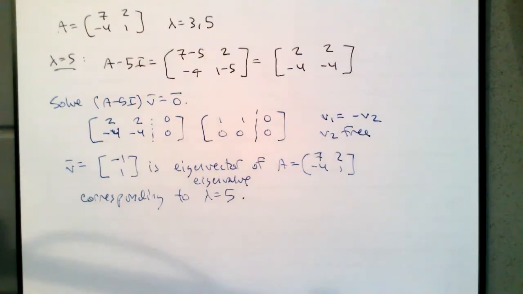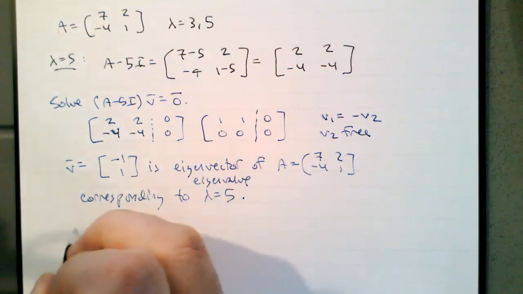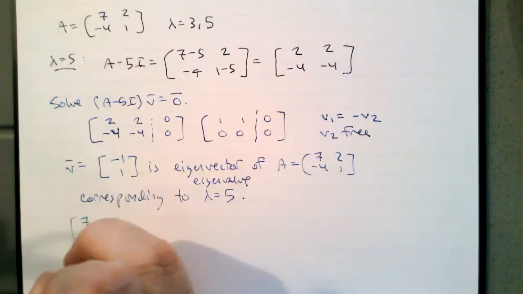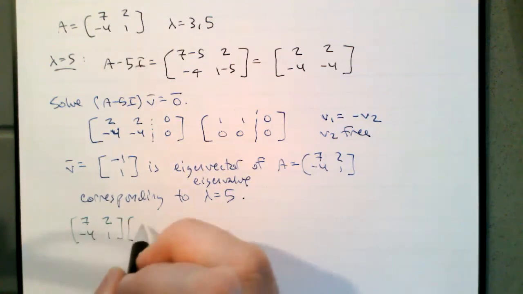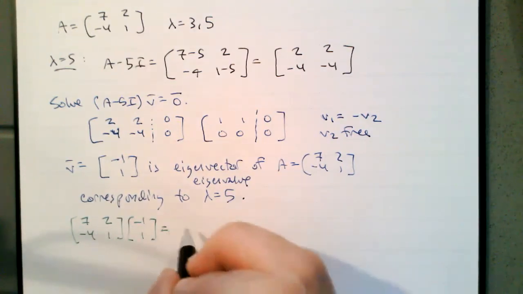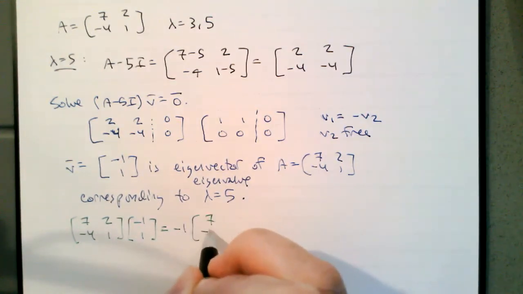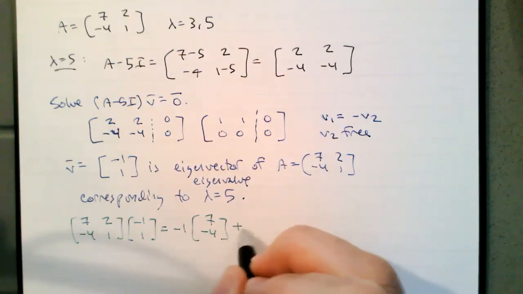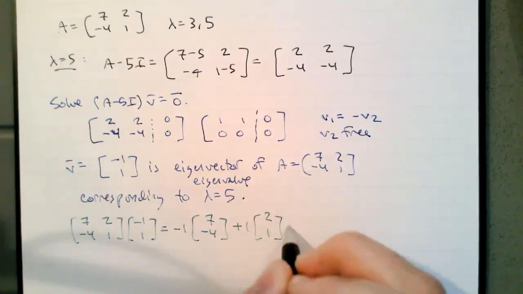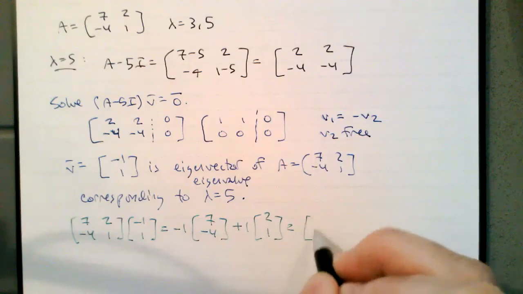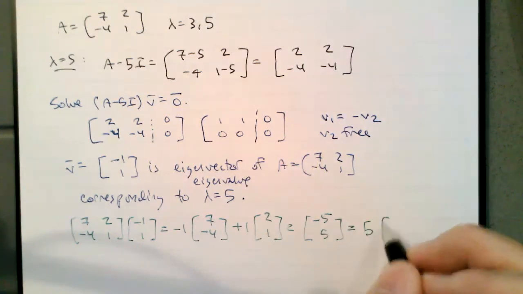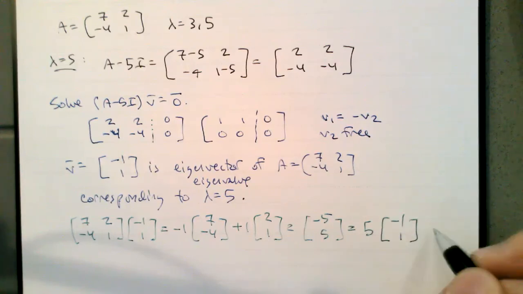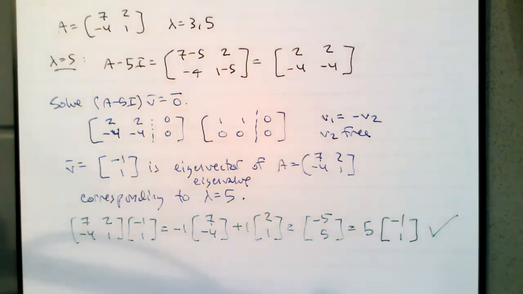We can check: if we multiply A by the vector -1, 1, we should just get -5, 5. So let's check. 7, -4, 2, 1 times -1, 1. It's going to be -1 times 7, -4 plus 1 times 2, 1. And that gives us -5, 5, which is 5 times what we started with. So that checks.